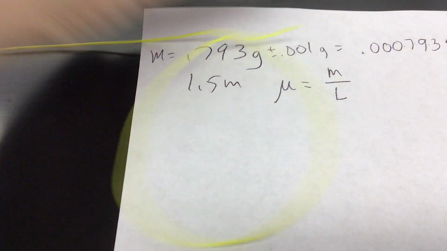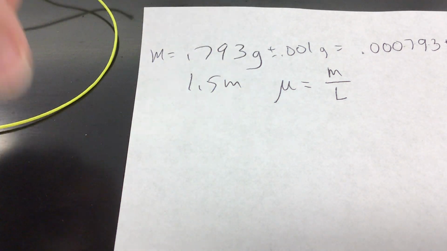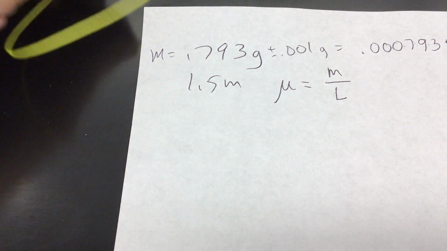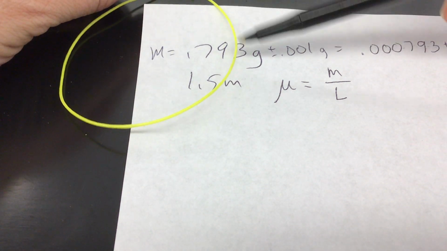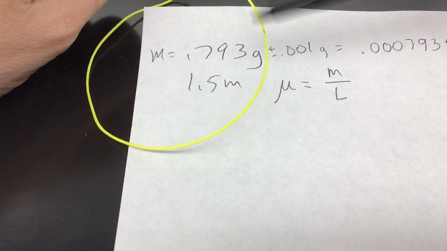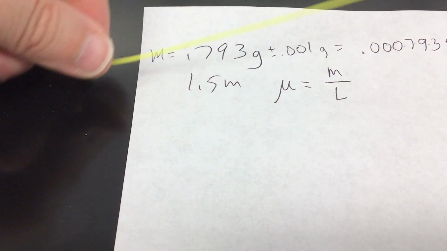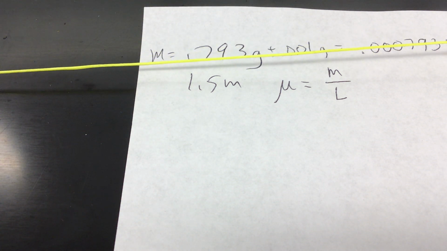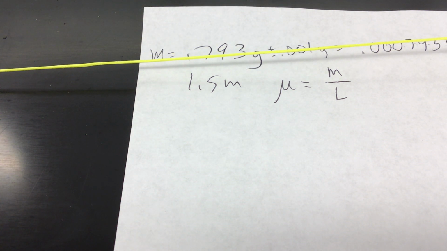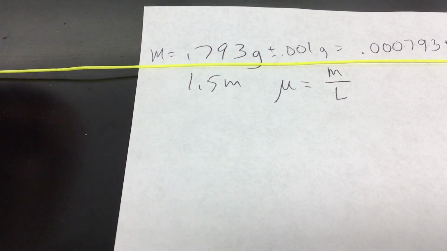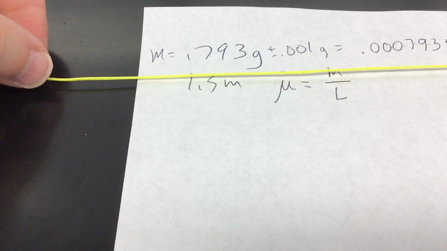And for a string like this, it's not very useful to measure the volume of a string because it's so tiny. The radius is so small. The volume isn't useful. For anything that's really, really long and skinny like this, whenever you're doing physics, the better way to look at it is the linear mass density.